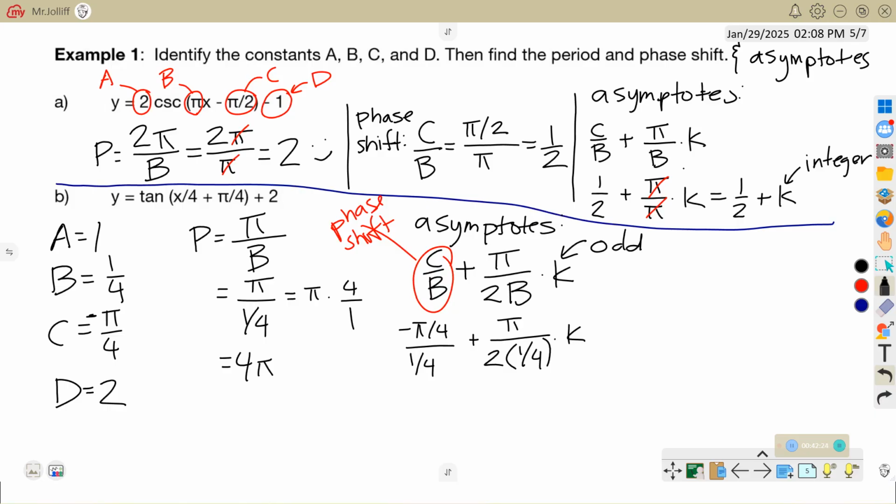The question is, what does that reduce to? So C over B, what happens to those 1/4 on top and bottom? If I've got 1/4 on top and 1/4 on bottom, those pieces are going to cancel, which just leaves me with negative pi over 1, which is negative pi. So our phase shift is 1 pi backwards. Yeah, this is our phase shift.